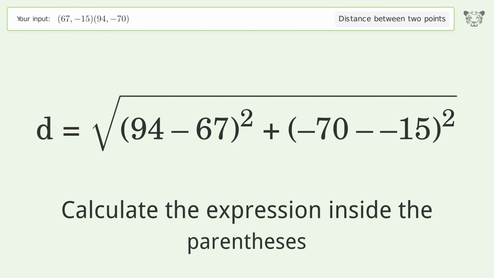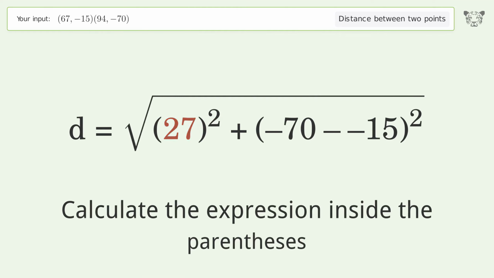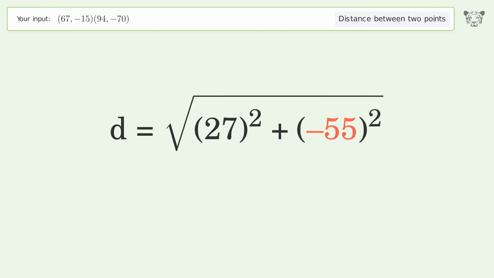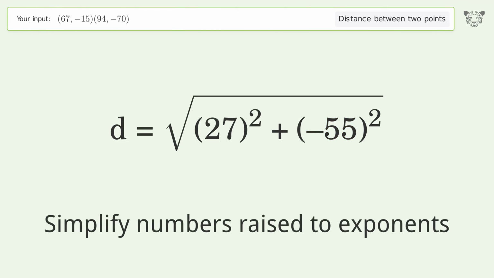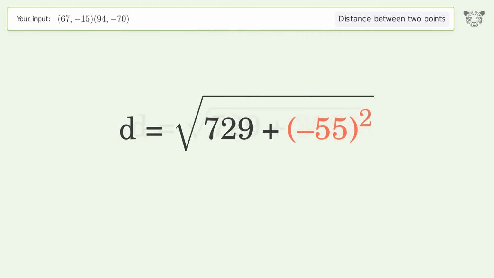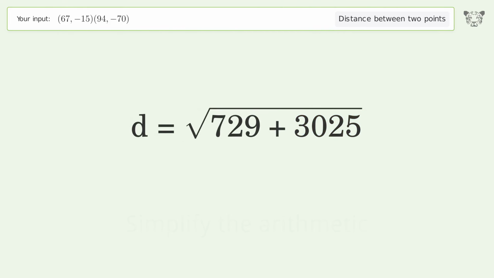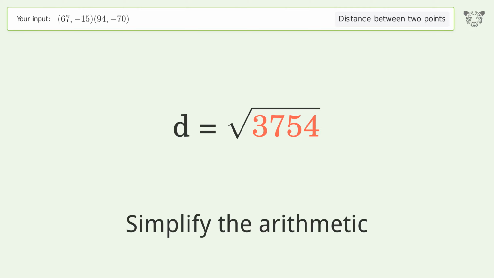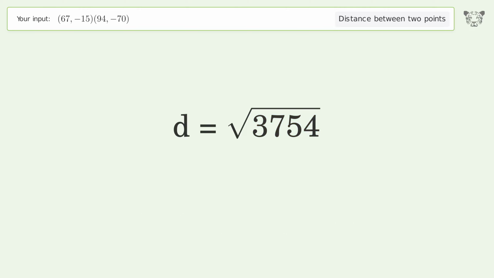Calculate the expression inside the parentheses. Simplify numbers raised to exponents. Simplify the arithmetic. And so the distance between the 2 points is the square root of 3754, or 61.27.